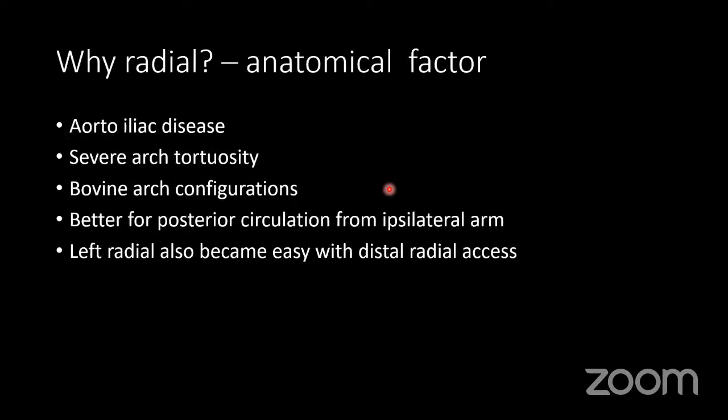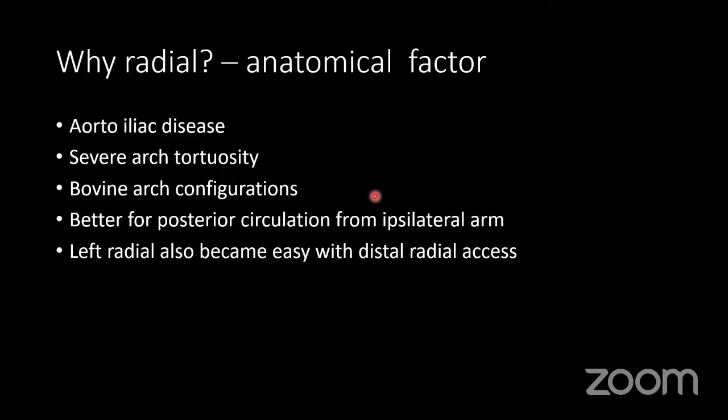Now, anatomical factors. There are certain anatomical factors where we think of radial access. One is aortoiliac disease, then severe arch tortuosity, especially when we want to cannulate the posterior circulation. Then the bovine arch configuration, where when we try to cannulate from the right radial access, the wire and the catheter will go directly to the left common carotid before reaching the arch of the aorta, which is a major advantage.